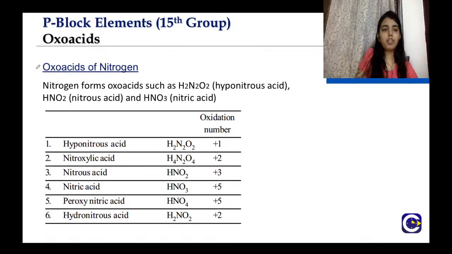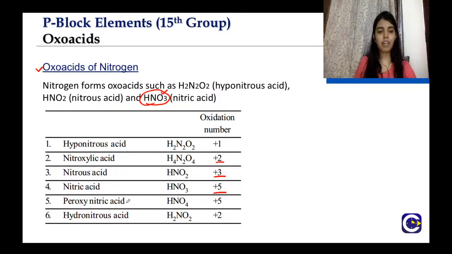Which makes them important for chemical processes. Now, first let us come to the oxo acids of nitrogen. Nitrogen forms oxo acids such as H2N2O2, known as hyponitrous acid, HNO2, nitrous acid, and HNO3, the famous nitric acid that you must have used in your labs also. In hyponitrous acid, H2N2O2, the oxidation number of nitrogen is +1. Similarly, for nitroxylic acid, H4N2O4, the oxidation state of nitrogen is +2. For nitrous acid, HNO2, the oxidation number is +3. For nitric acid, HNO3, the oxidation state is +5.